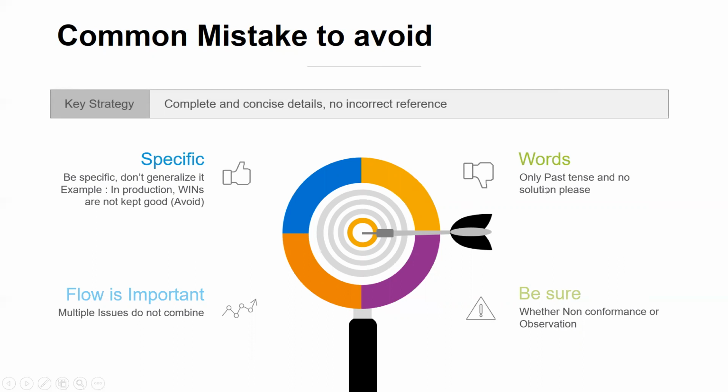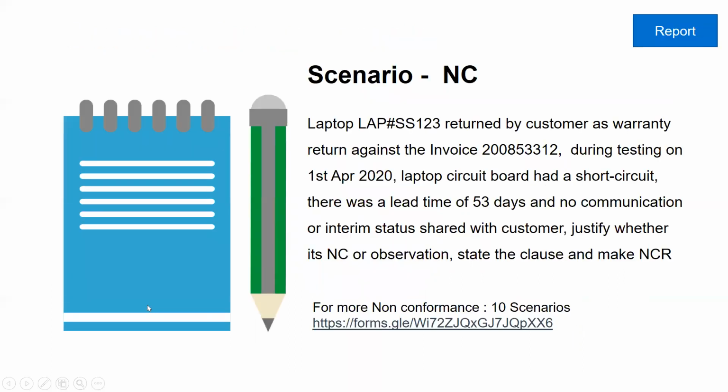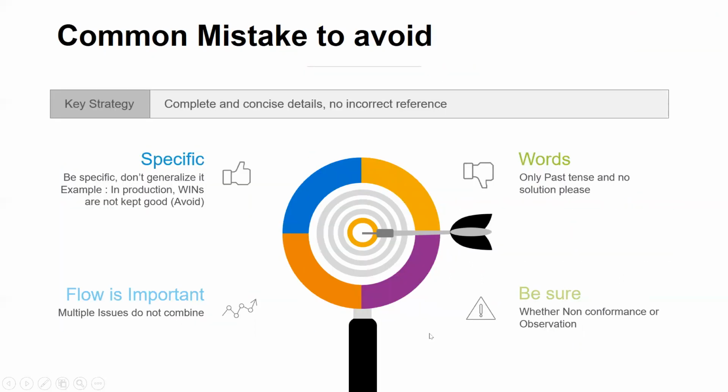Number 2, only past tense to be used, as I mentioned before. We should not use present tense because the audit is already done, and then you are writing how the audit was and what the objectivity was. No solution, please. You need to write only the problem. Number 3, flow is important. Multiple issues should not be combined, and be sure whether it's an NC or an observation. That is very important. You need to convince yourself, and you have to put everything in writing.